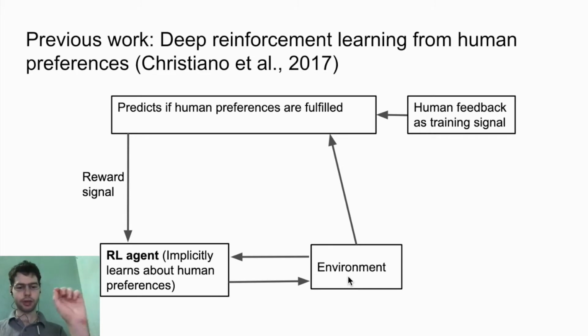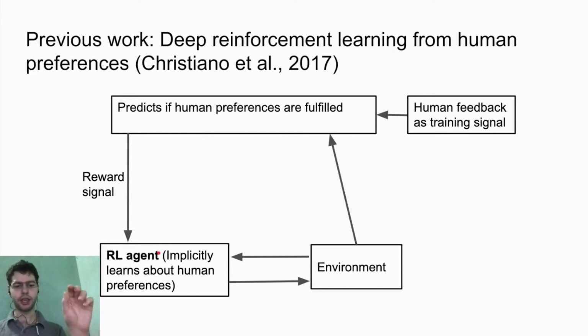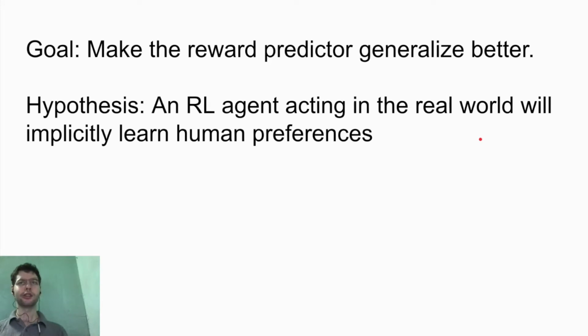So some previous work that took a step in this direction is to use supervised learning to train a human preference predictor and use that as the reward signal for a reinforcement learning agent. So this predictor will output a high value if human preferences are fulfilled and people are happy, and a low value if they aren't. And this preference predictor was trained using human feedback for the training signal. So my goal is to make that human preference predictor for the reward generalize better.